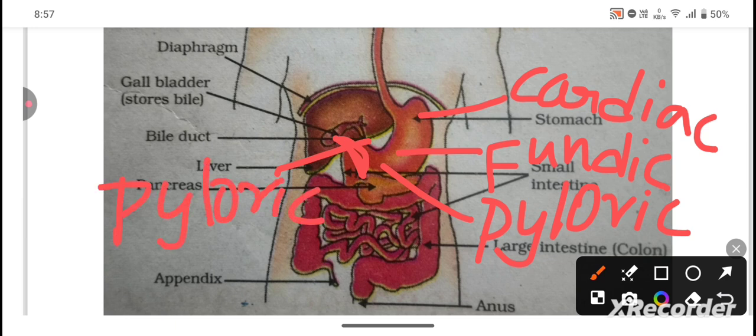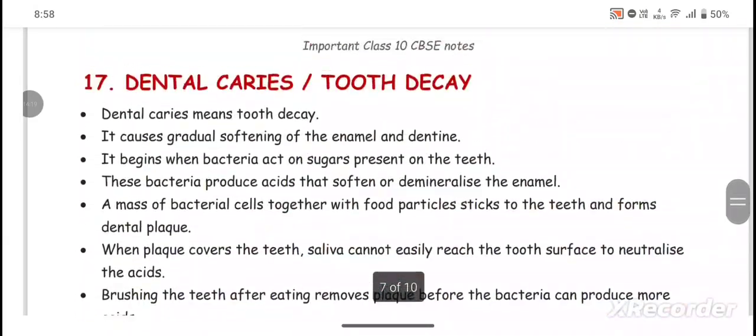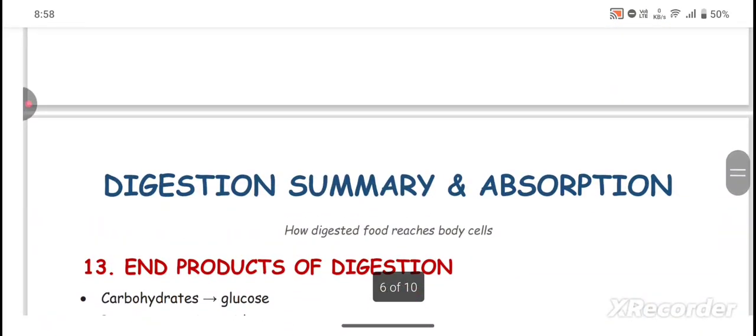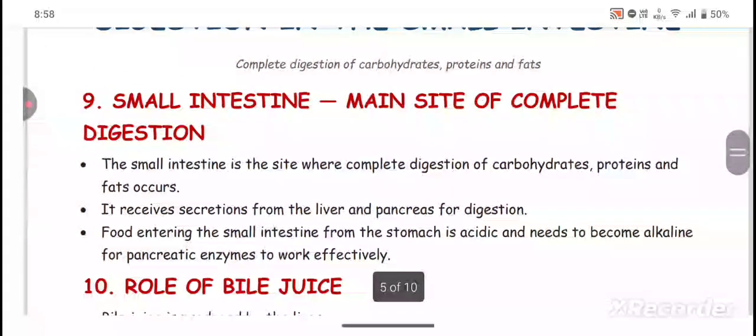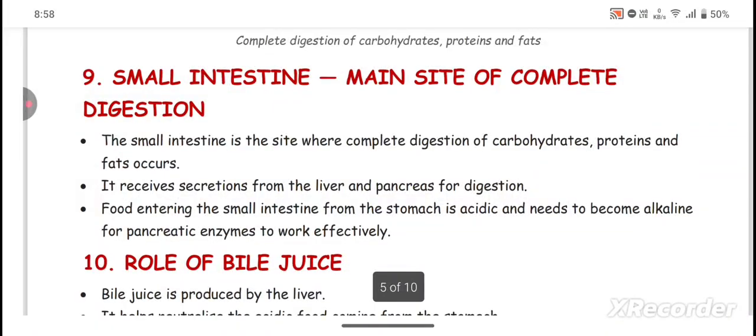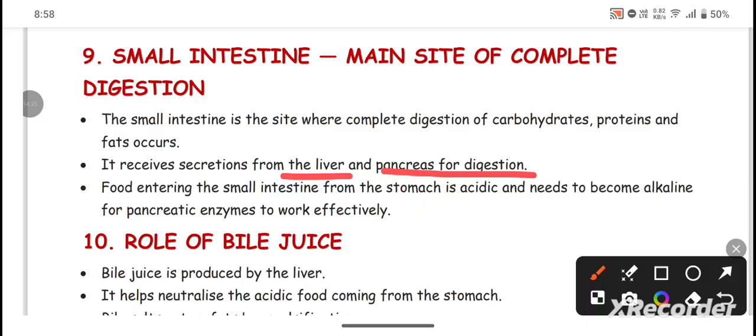The work of the pyloric sphincter is to pass the food in small amounts into the small intestine for further processing. In the small intestine, maximum digestion and absorption of carbohydrates, proteins and fats occurs. It receives secretions from the liver and pancreas for digestion. Food entering the small intestine from the stomach is acidic.